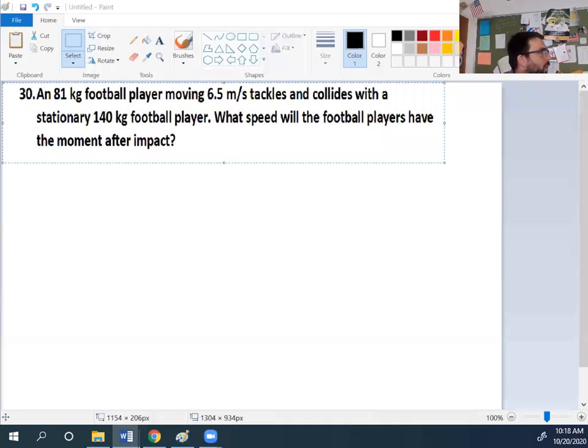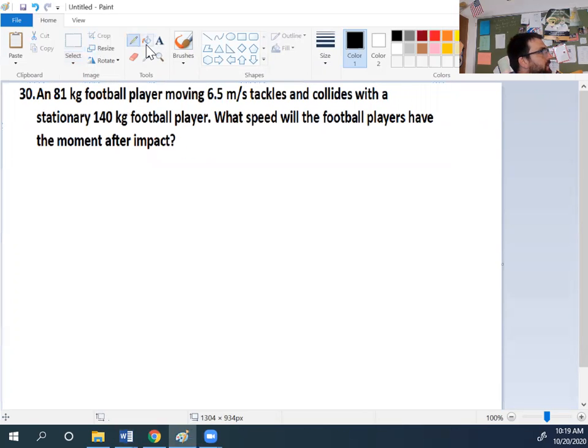All right, so are these people colliding or separating? Okay, and they're staying together. So I'm going to use my M1 V1 plus M2 V2 equals M1 plus M2 times parentheses V2.